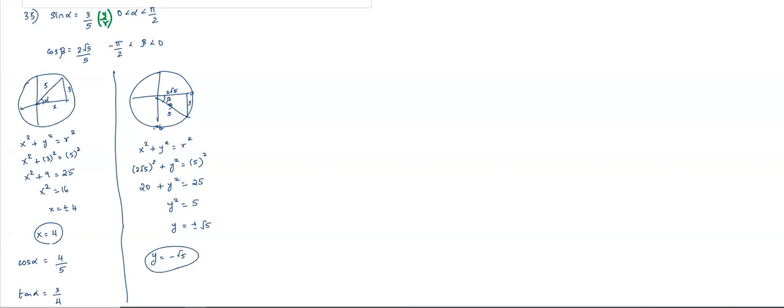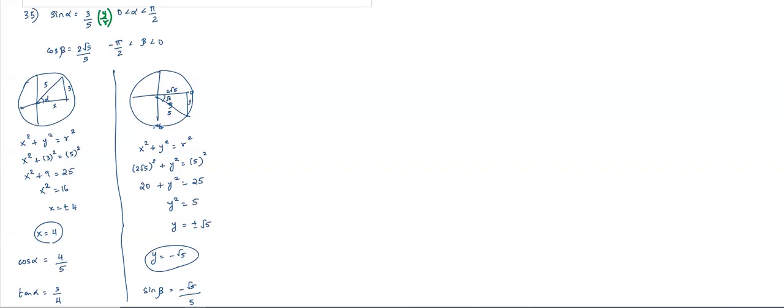Because I got the y now, I can write what sine is. Sine will be negative root 5 over 5. And tangent is nothing but y over x. So I have all of these values. Now that I have all of these values, I can find out everything that was asked of me. The first thing that was asked of me is what is sine A plus B? So that was the first part of the question.